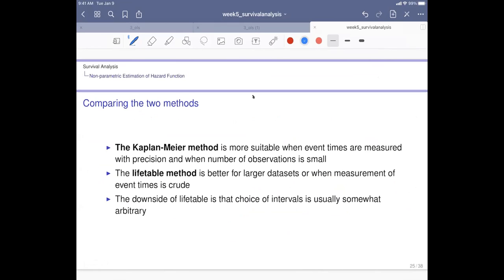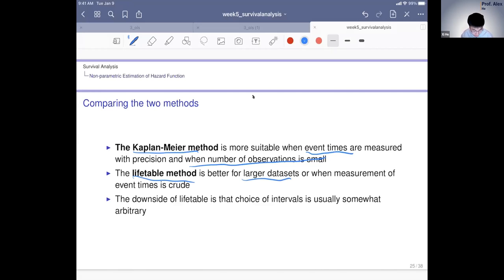So these two are kind of similar, but they are useful in different cases. The Kaplan-Meier, which is the second one we're talking about, where you have these different event times, is more suitable when you measure the event times super precisely, because that's all based on the times that people died. So that has to be precise. It's also useful when the number of observations is small, because if you have millions of people, you could have millions of time points, and that would be a lot of calculation for this method. However, the life table method is better for larger data sets, because even if it's a million people, you can still divide it into 10 intervals, and then for each interval, you can do that calculation.